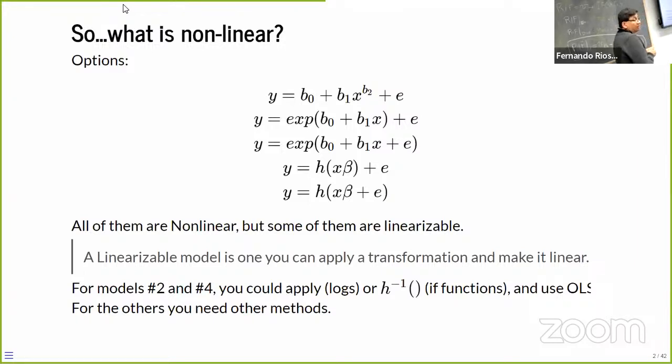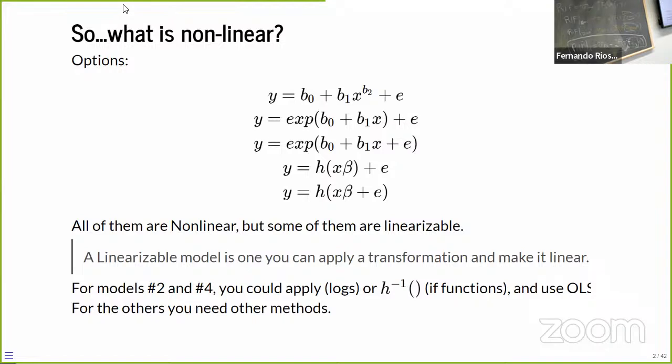So what is nonlinear? Let's consider all these functions back here. All of them are nonlinear because, as you can see, in none of the situations do the betas have a clear, direct impact on y. However, some of these models are linearizable. And when I say linearizable, it means that I can apply some transformation to the model that could once again make a clear relationship between some transformation of the outcome and the betas. For example, there is nothing that I can do for this model to make it linear. Absolutely nothing.